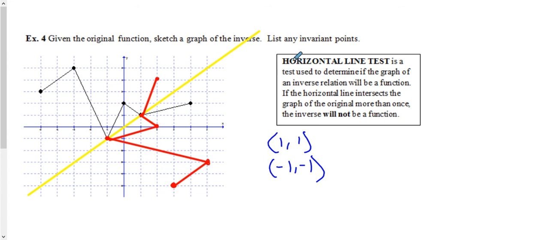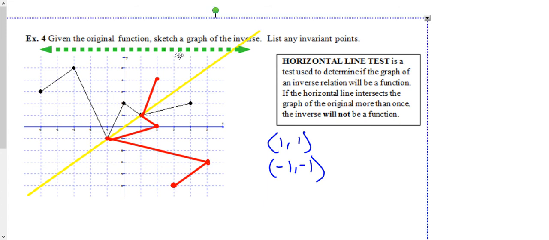It says here horizontal line test can be used to determine if the graph of an inverse relation will be a function. If the horizontal line intersects the graph of the original more than once, the inverse will not be a function. So you want to use a horizontal line test prior to graphing out your new inverse function. So horizontal line test is basically saying take a line, go left to right, that's horizontal, and then go from bottom up or top down, however you want to move it.